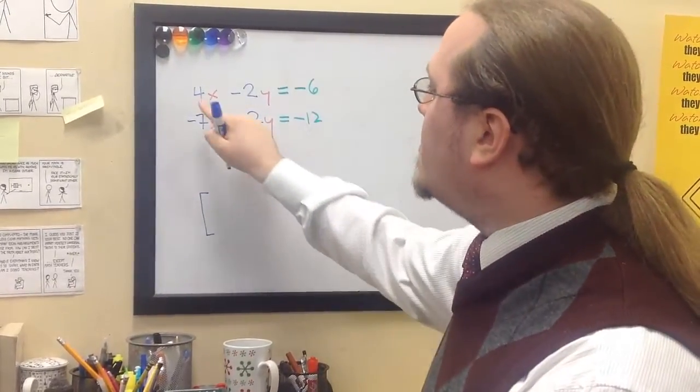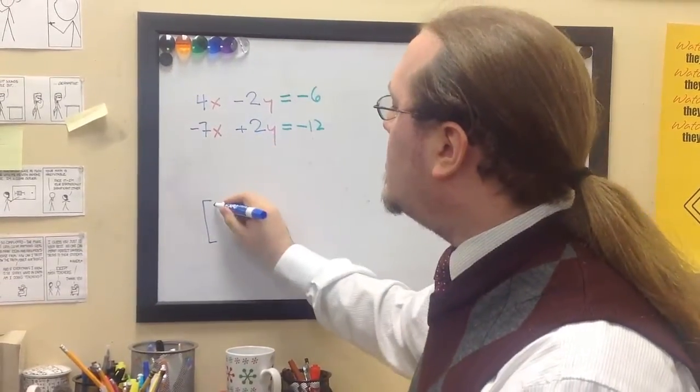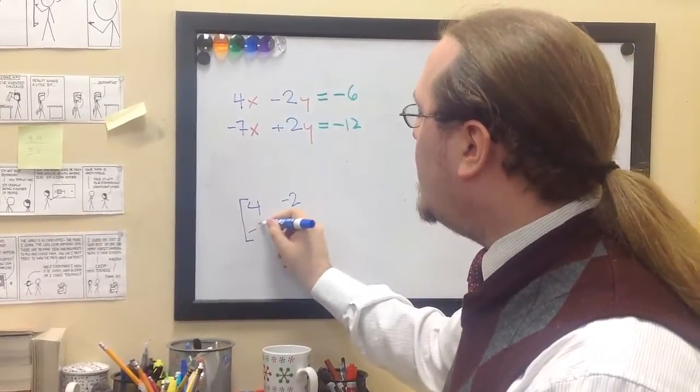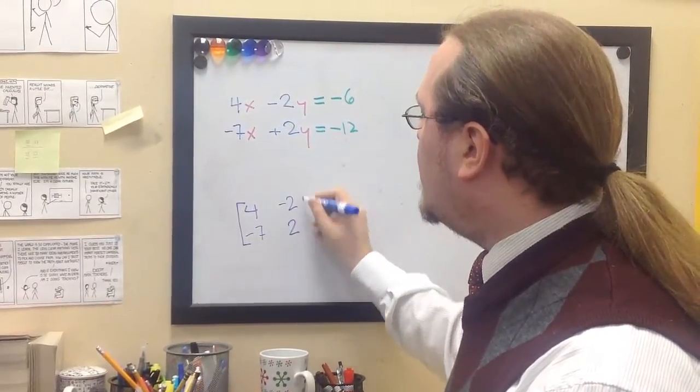Let's say I had a matrix that I just plucked off these numbers. So 4, -2, -7, and +2.